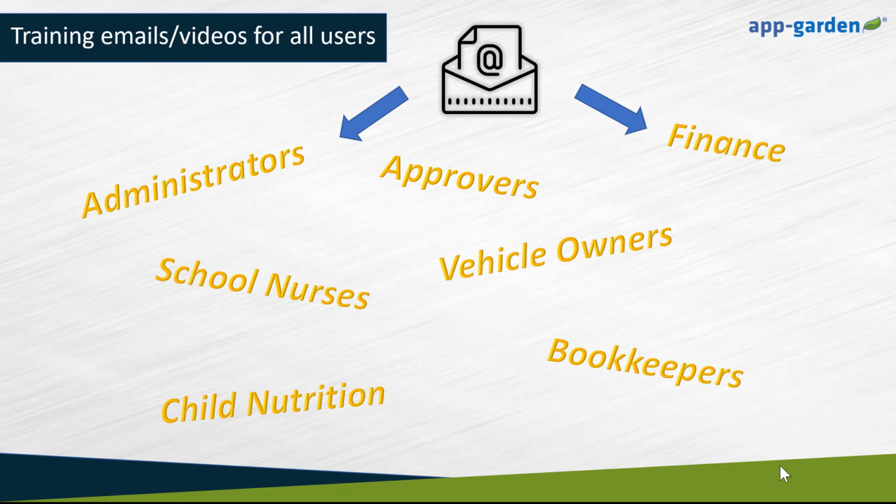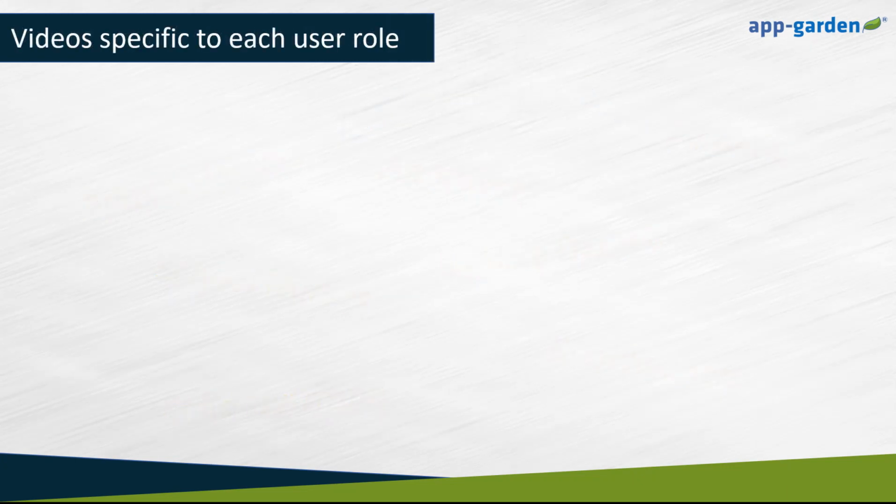Once we turn this on, we send these out no more than every 3 days. Some of the users, like administrators, have about 20 different emails that will go over a period of weeks. Somebody like school nurses and child nutrition may just receive a single training video or email. So let's look at what this might look like.